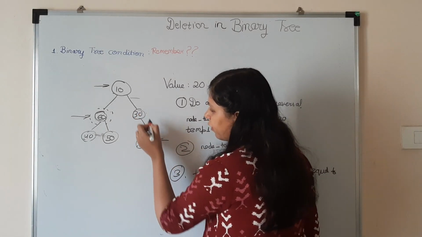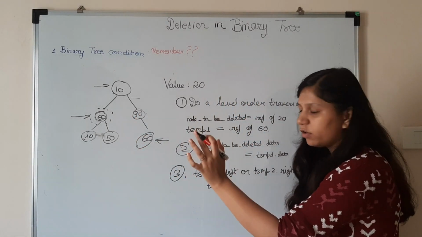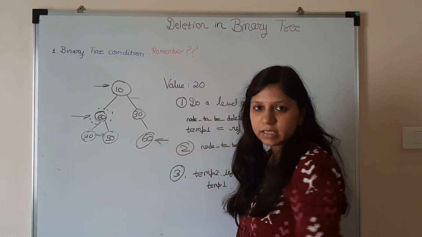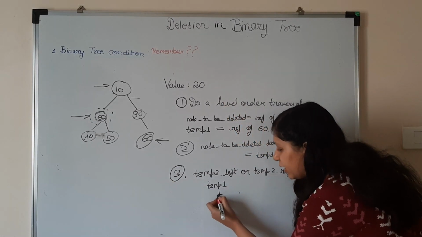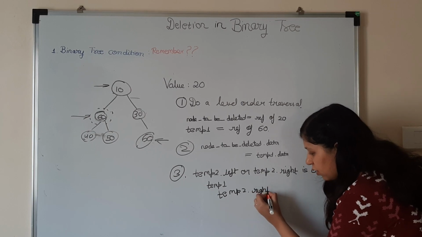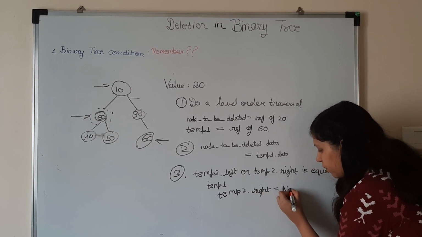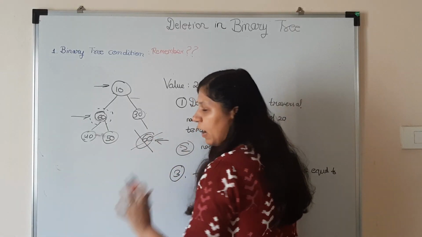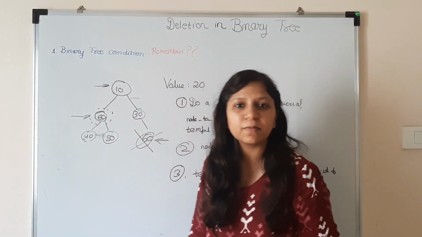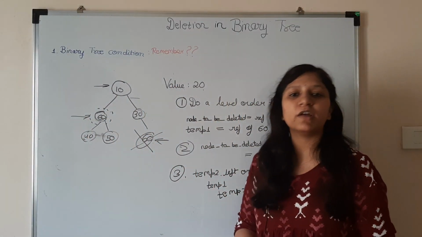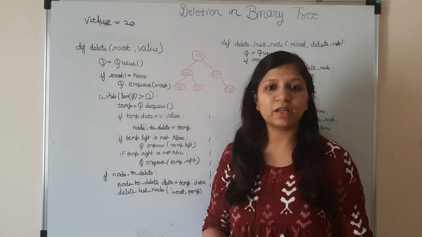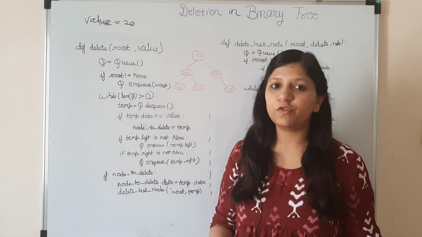So temp2 dot right is currently 60. During the traversal, you will come to the point when temp2 is here and temp2 dot right is 60. So in this case, temp2 dot right is assigned None. And that's how this node is out of this binary tree, and the value 20 is also deleted from this binary tree. So this is the approach we are supposed to take to delete a node from the binary tree. Okay friends, now let's look at the code for how we'll delete a node from the binary tree.